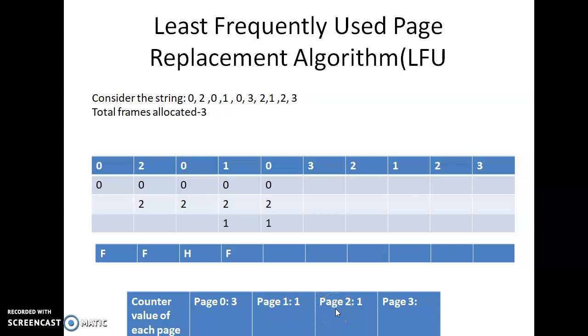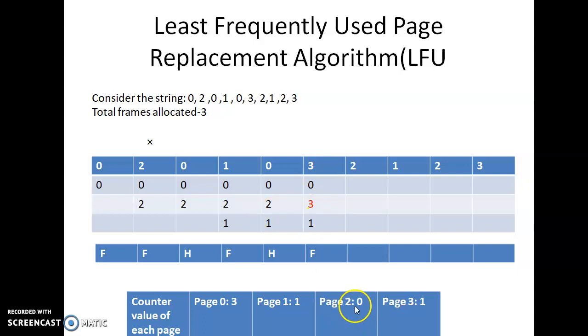So 3 might be replacing 1 or 3 might be replacing the page 2. So the page 3 will be replacing the page number which has been referenced first. According to the reference string, we can see that page 2 has been referenced first. So page 3 will be replacing the page 2.